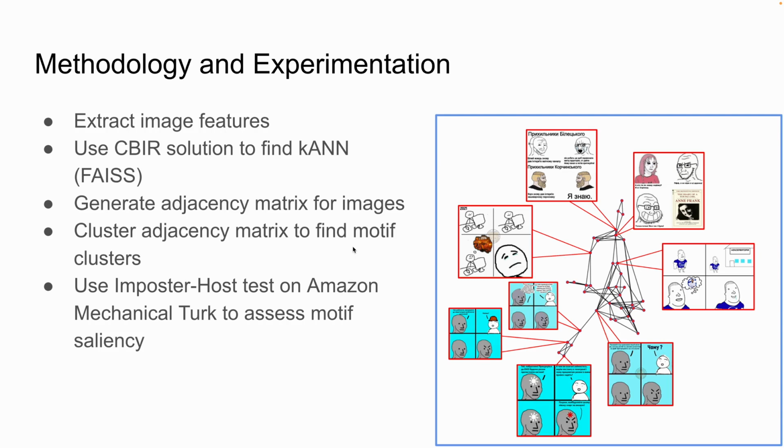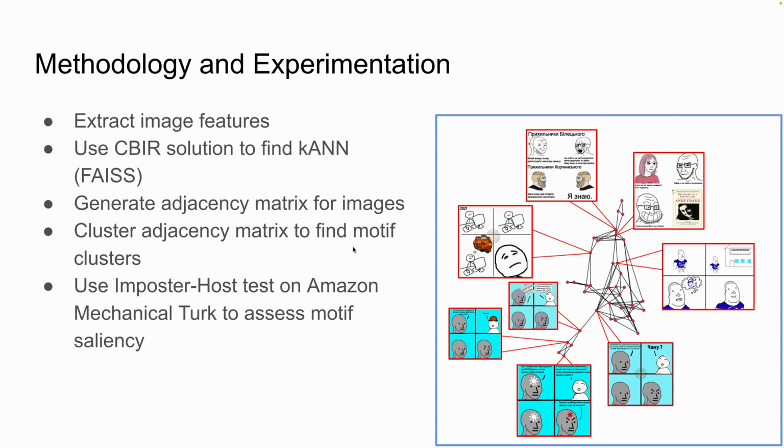To test our pipeline, we first extract image features, and then we build a content retrieval index using FAISS, Facebook's AI similarity search engine. Using the results from the CBIR system, we generate an adjacency matrix for the images that allows us to generate these motif clusters on the resulting graph. From the adjacency matrix, on the right we can see an example of what a motif cluster might look like. You can see it's a collection of 4 panel memes with a sub-motif using the NPC meme there on the bottom left.